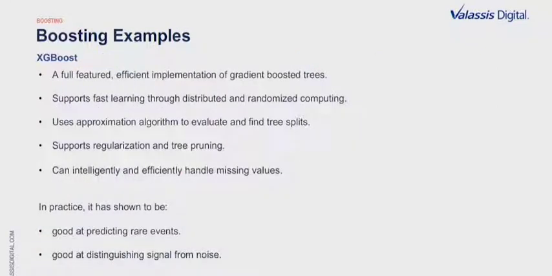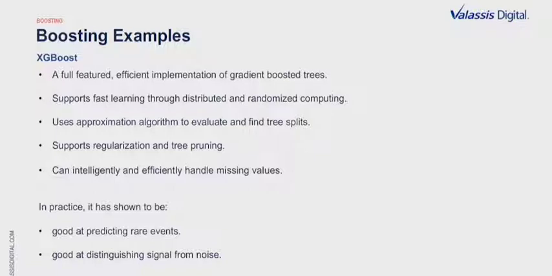And then there is XGBoost, which is basically a full-featured efficient implementation of gradient boosted trees. So it supports fast learning through distributed and randomized computing. In decision trees, the most expensive training step is probably just finding the best tree split. And XGBoost uses approximation algorithms to evaluate and find tree splits. And it also supports regularization and tree pruning. And it also has good native support for missing values.